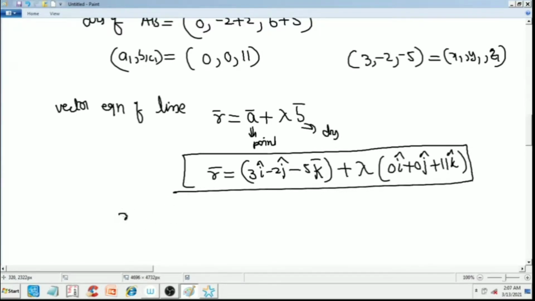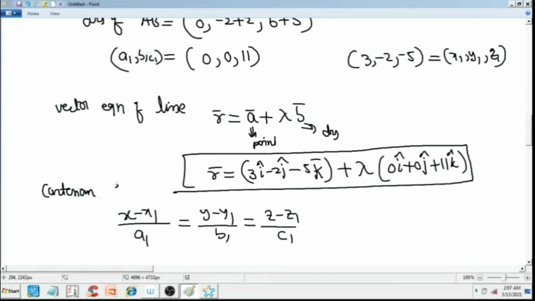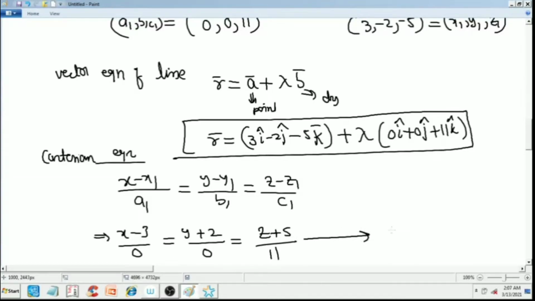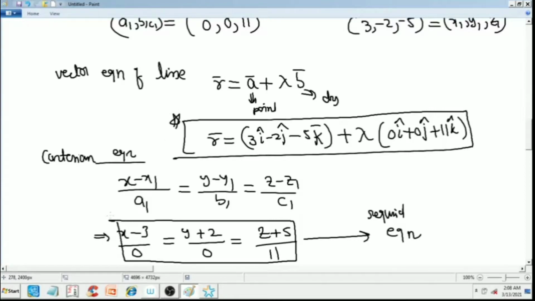Cartesian equation: (x minus x1) by a1 is equal to (y minus y1) by b1 is equal to (z minus z1) by c1. So here, x minus x1 is x minus 3, by a1 which is 0, is equal to y minus y1, which is y plus 2, by b1 which is 0, is equal to z minus z1, which is z plus 5, by c1 which is 11. This is the Cartesian equation. That's all.